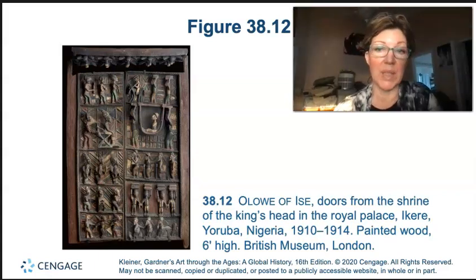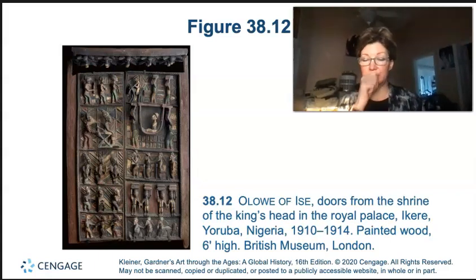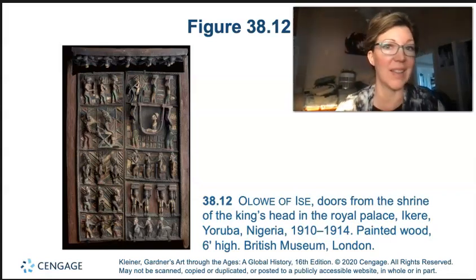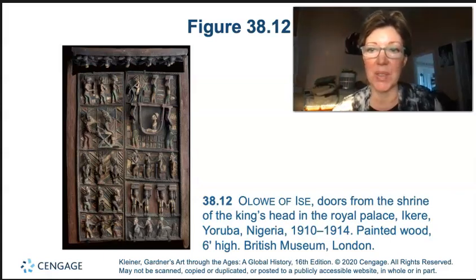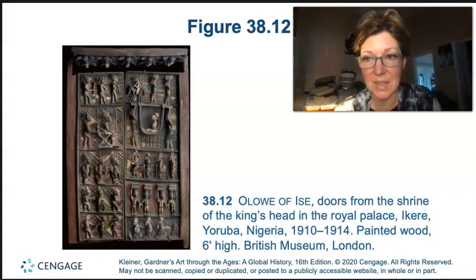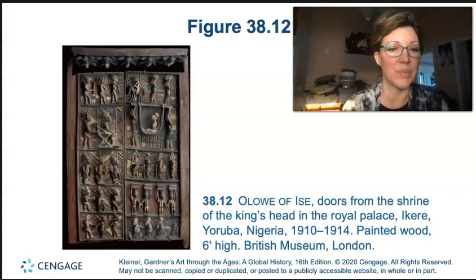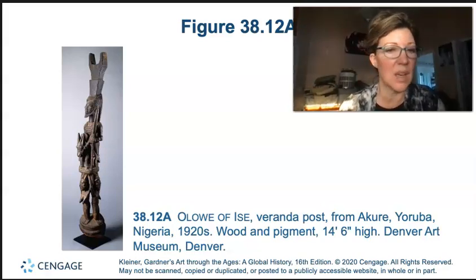The wood-carved reliefs of Olowe of Ise featured the characteristic stylized element of high relief figures. Again, right? The event that is depicted on the shrine doors carved by Yoruba sculptor Olowe of Ise is the visit of the British Commissioner in 1897. Cool. Okay, we're going through this fast.